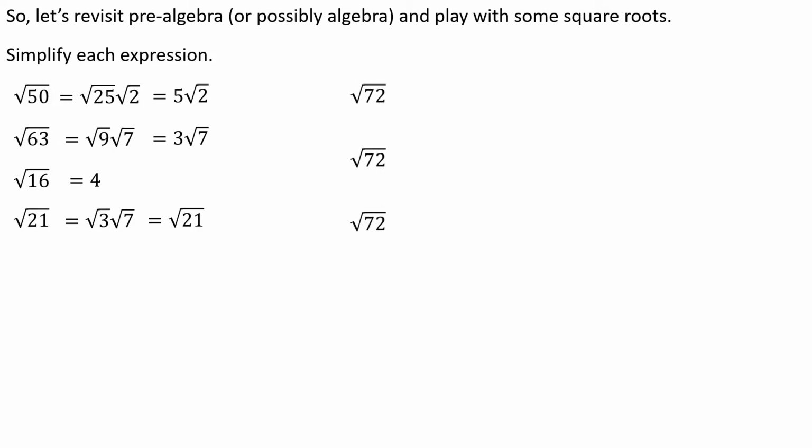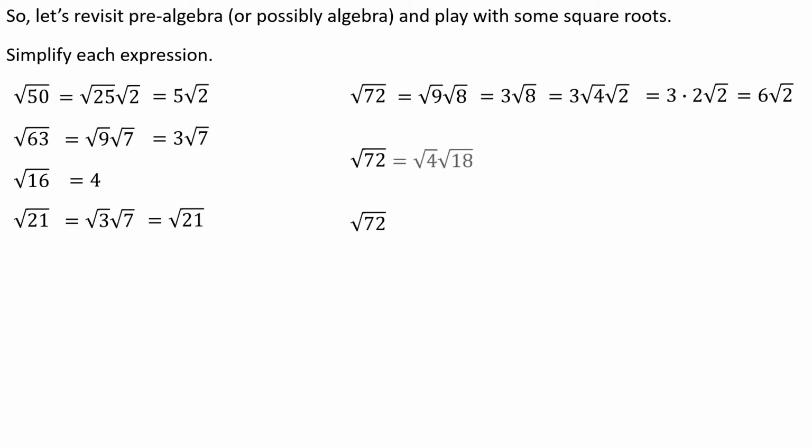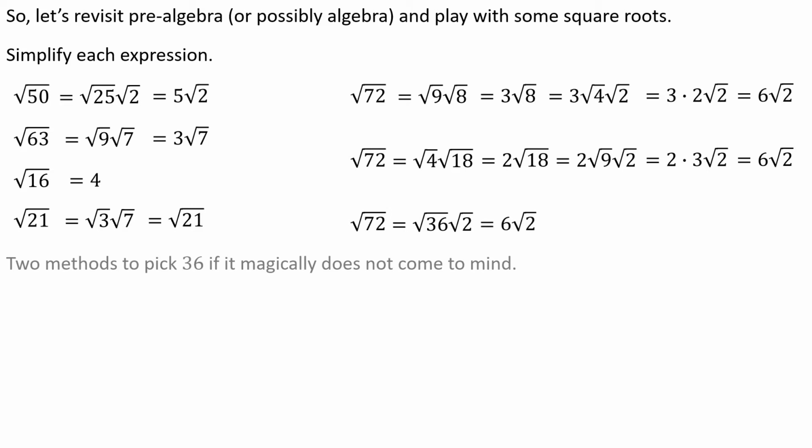Now, what if you're not the world's best at picking the correct pair of numbers to start with? Well, if I encounter 72, I could try 9 times 8. And of course, I come up with 6 root 2. I could try 4 times 18. I can go step by step. Surprise, surprise. Again, I got 6 root 2, but it sure took me a long time to get to the correct answer. Shortest, most direct route is 36 times 2, because the square root of 36 is just 6.